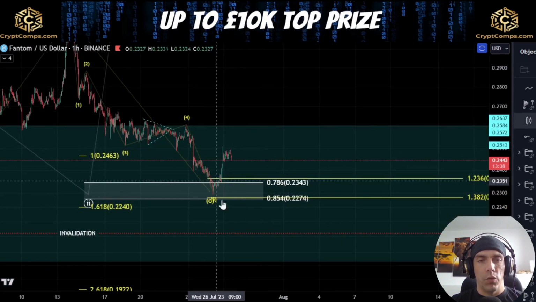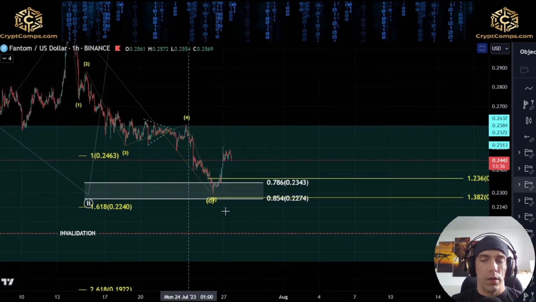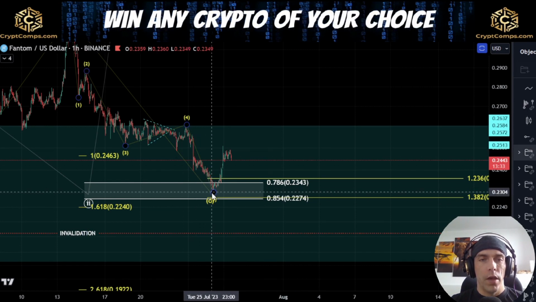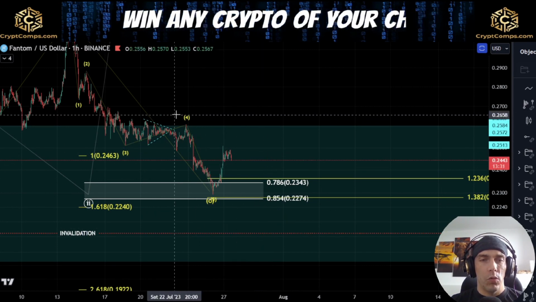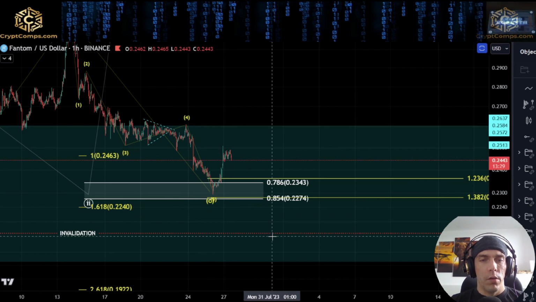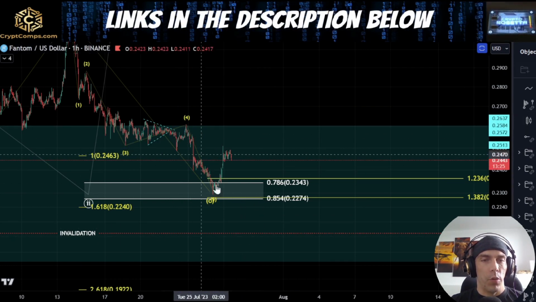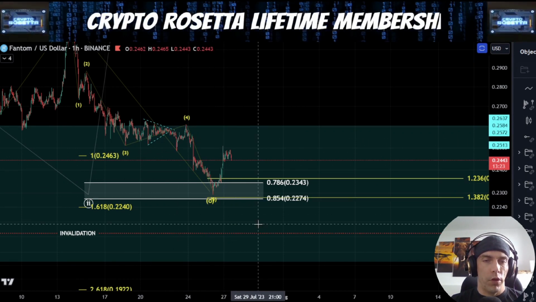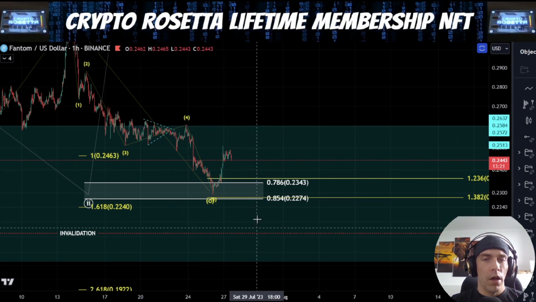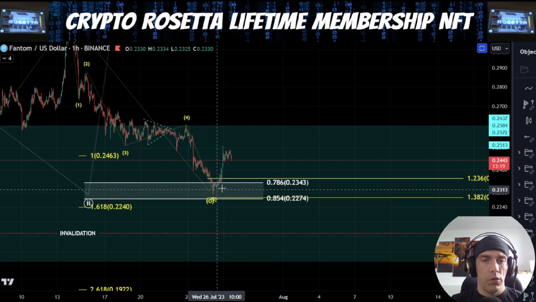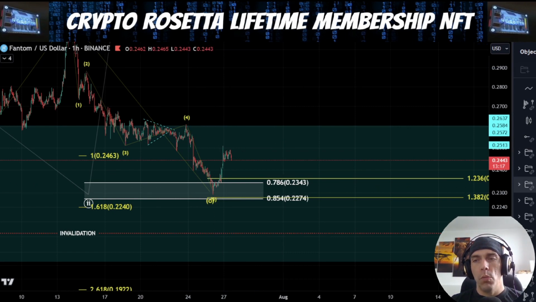We need to be careful of that possibility that we could still look to extend to the downside. Like I said, this could be A, B, and then C one more time, and we could still look to push down for that Y wave if it's going to be looking at this as a bigger WXY pattern. Could look to push down one more time for an ABC, or alternatively, if we do manage to hold this low, we could start to move to the upside.